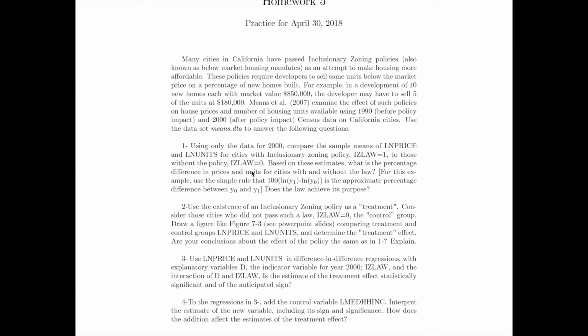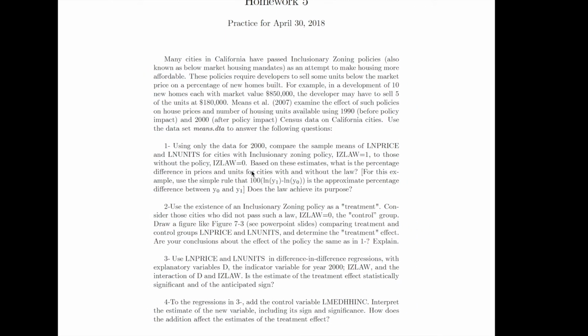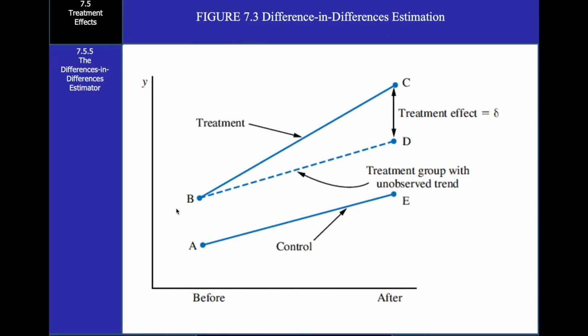Alright, before we get started, let's do a quick review of the differences in differences approach. This figure sums it all up for me. We have two different subjects here, the top line and the bottom line, and in this case they're going to be cities. Point B represents the top city in the before period, where point A represents the bottom city in the before period. Point E represents the bottom city after, C represents the top city after, and D represents the top city if it had the same trend as the bottom city.